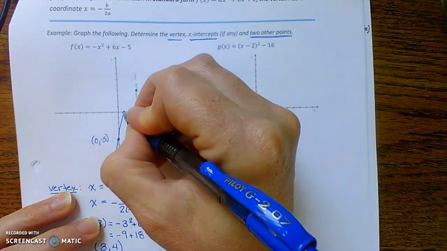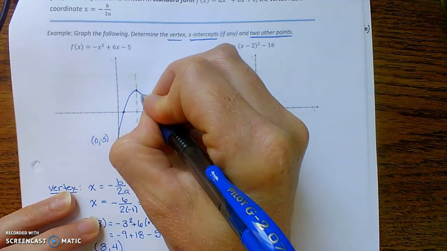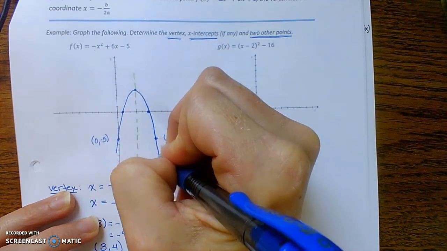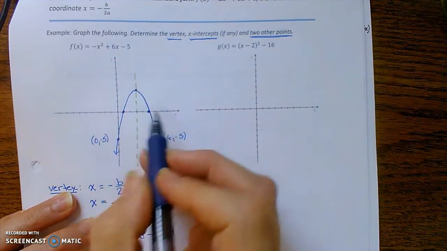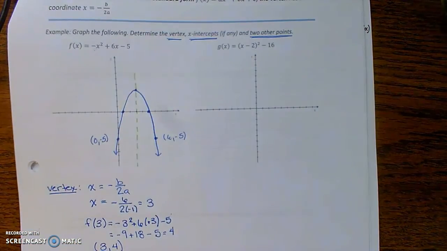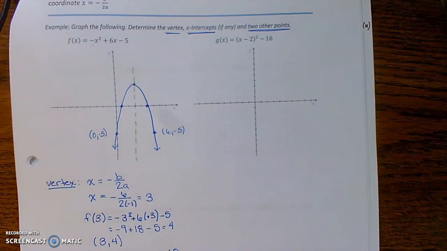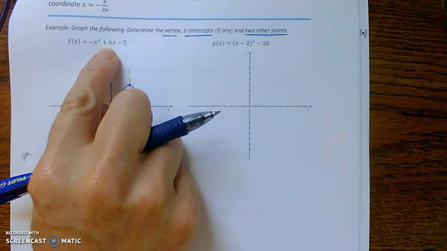And then what you want to do is connect these points by a nice, smooth curve. Make sure you don't have a corner, like a point up there. It's a nice curve, like a C-looking, U-looking thing. All right, so that's how we would graph this quadratic.